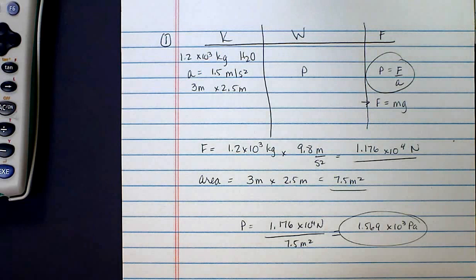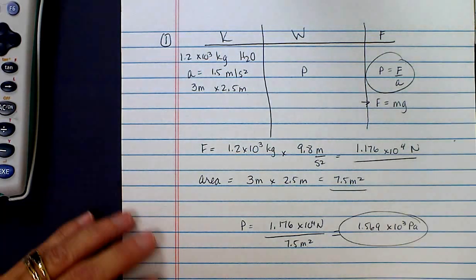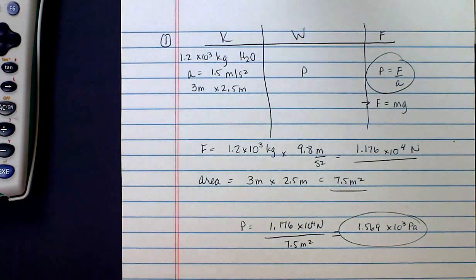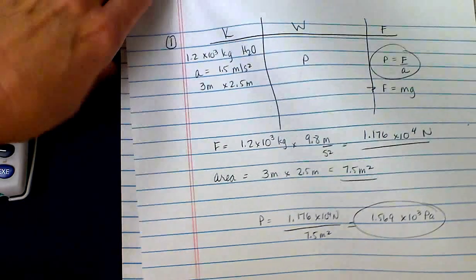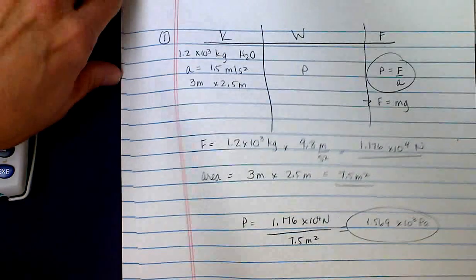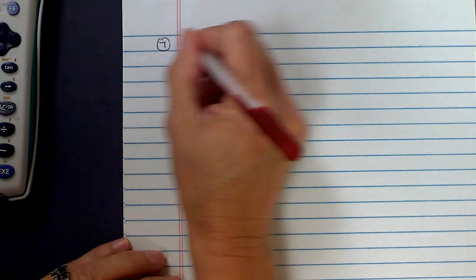Now let's jump to question number 7. And question number 7 is similar to question number 1. Question number 7 says, a 7.5 times 10 to the first kilogram book with dimensions of 24 centimeters by 20 centimeters is on a table. What pressure does the book apply to the table?